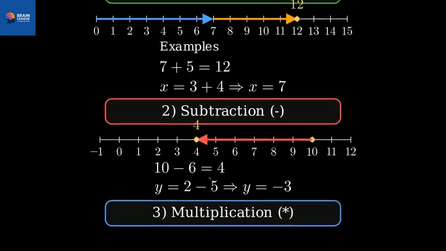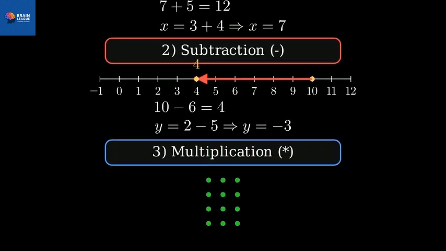Multiplication. The star operator multiplies two numbers. Think of it as groups or arrays. 4 times 3 means 4 rows of 3. That makes 12 objects in total.